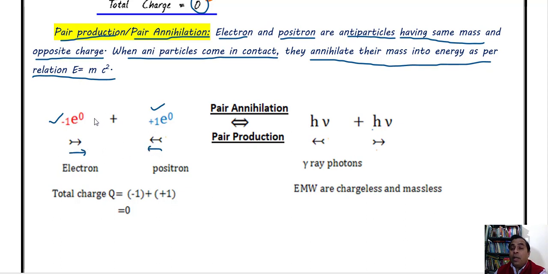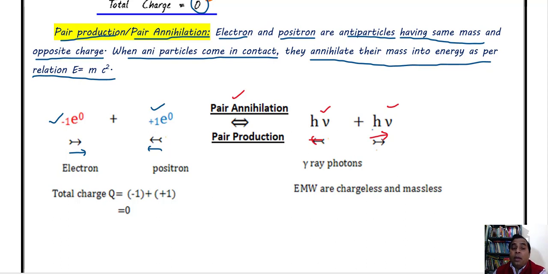So they will come in contact and they will execute the process of pair annihilation. What will happen? They will generate two gamma ray photons, and these two gamma ray photons are moving in opposite directions. Now the total linear momentum before collision, when they are coming close to one another, is equal to the total linear momentum after collision, when they are receding away.